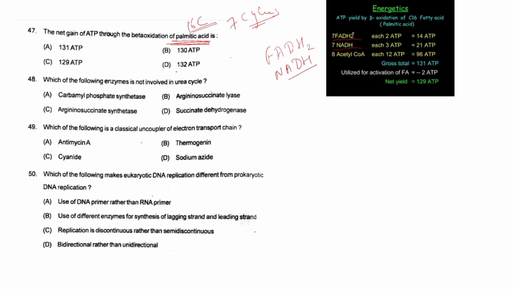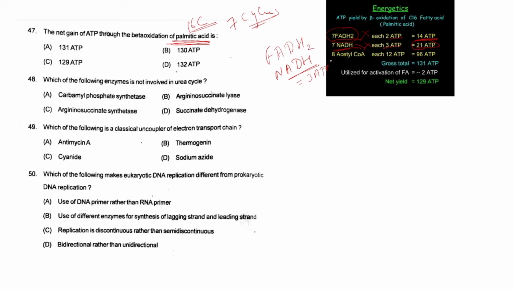So what we are getting, one FADH2 is equal to 2 ATP. Therefore the total number of ATP is 7 into 2, that is 14 ATP. Similarly, 7 NADH molecules: 1 NADH molecule value is equal to 3 ATP. So 7 NADH molecules is equal to 7 into 3, that is total 21 ATP.